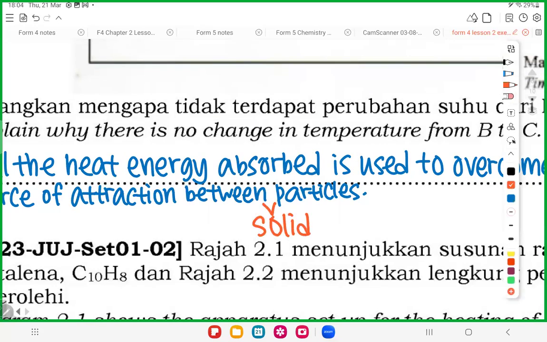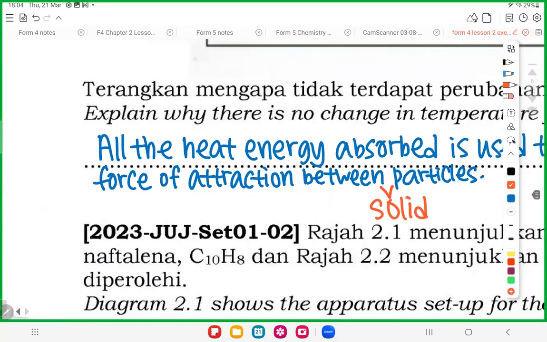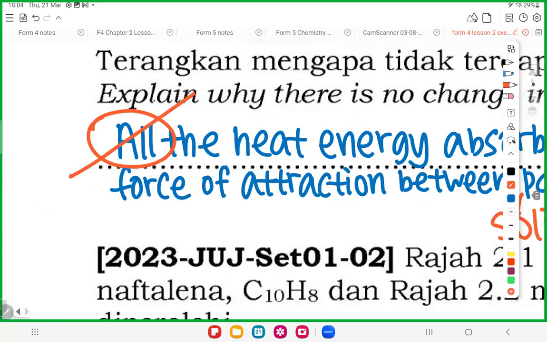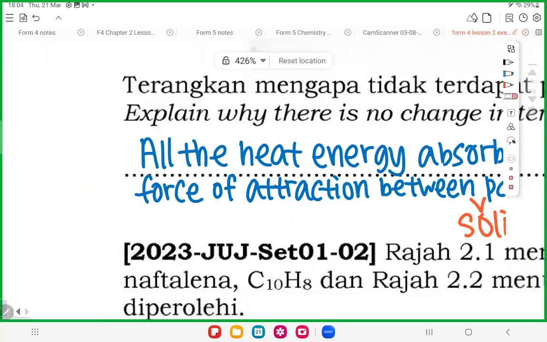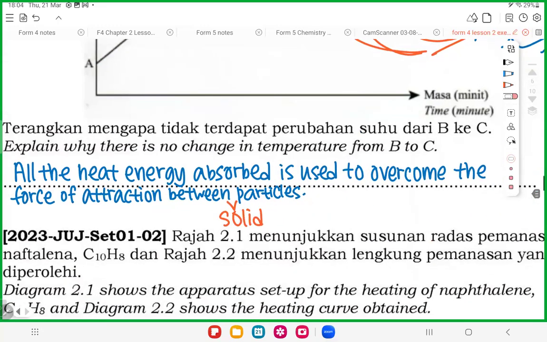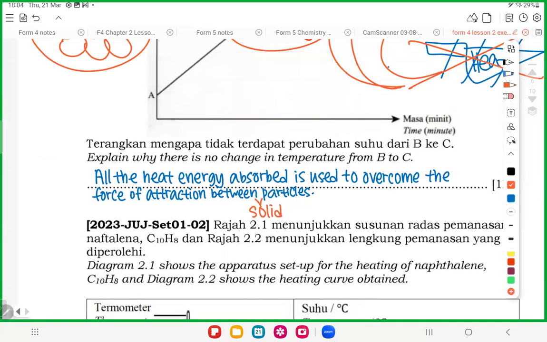They are very particular on the detail. So if you don't write the word all here, maybe you will lose your mark. Depends on the examiner. Some examiners who are very strict, very particular, will give you the whole thing wrong just because you didn't write the word all. You lose all the marks. So please be very careful. All the heat absorbed is used to overcome force of attraction between solid particles. Okay, finish. So that's the first question.